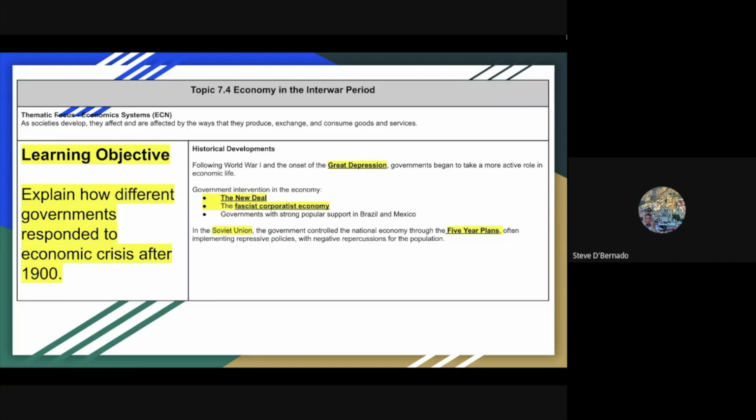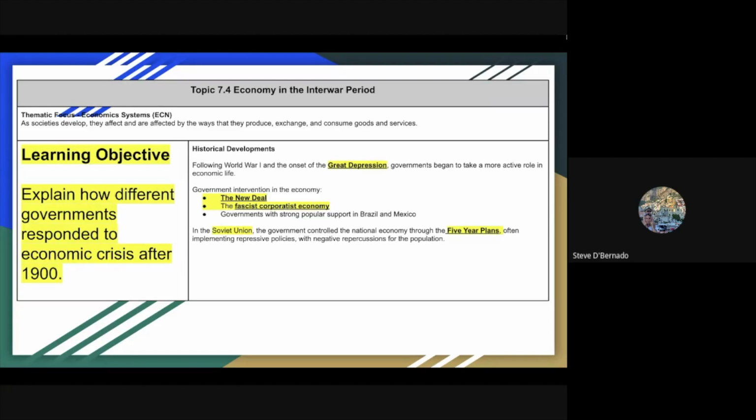Our learning objective is to explain how different governments responded to the economic crisis after 1900. Well, what are we referring to? Let's zoom into the specific historical developments. Economic crisis, we're talking about the Great Depression, okay? And in response to the Great Depression, governments began to take a more active role in economic life.